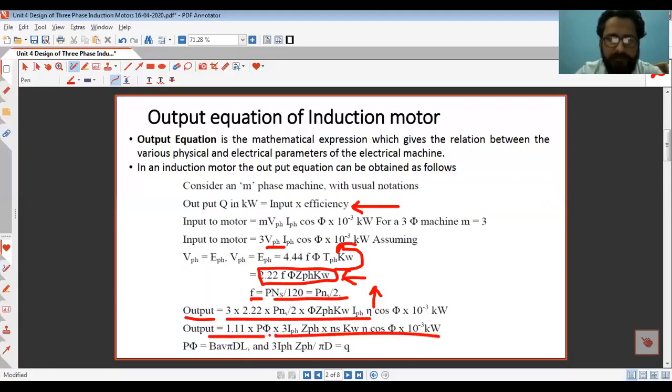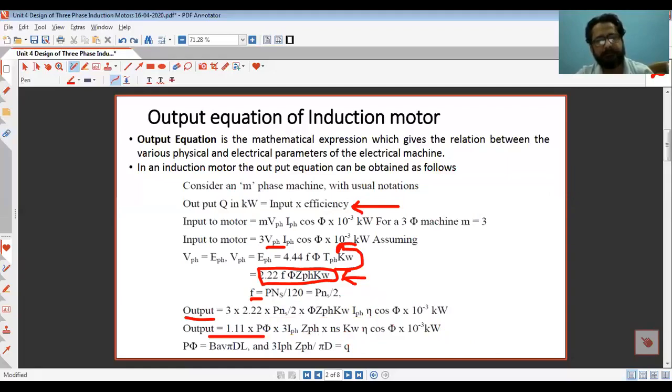1.11 into P into phi. Phi is the flux, P is the number of poles, into 3 IPH. IPH is the phase current. ZPH is the phase impedance. NS is RPS, rotations per second. And this is the factor basically. Generally in transformers, we call it the window factor. So eta is efficiency, cos phi is the power factor of the motor, and it is in kilowatt, right?